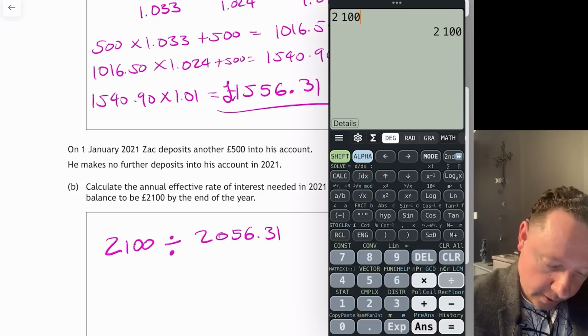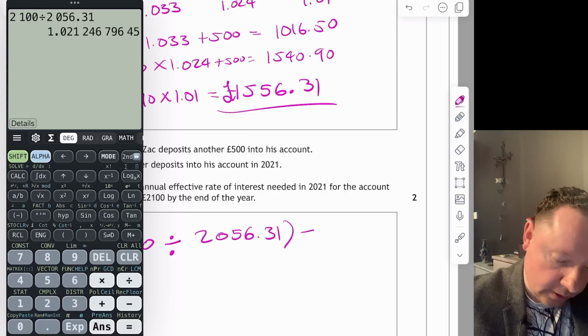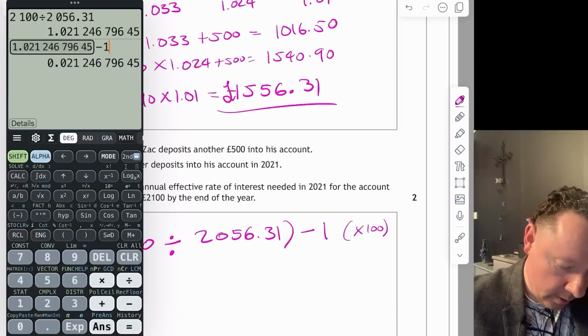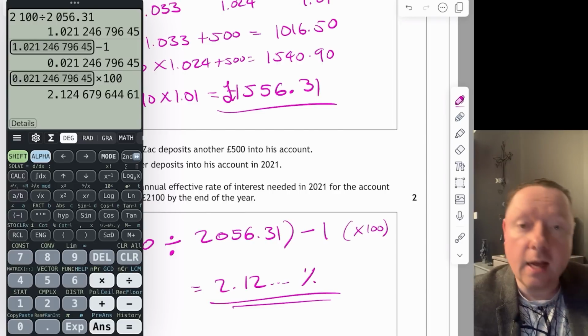2100 divided by 2056.31. That gives me that. So you now should be able to see quite clearly that at the end of that sum I have to take away 1 and then times 100 to change it to a percent. So I'll take away the 1 now, press equals, times 100, press equals, and we get 2.12, a bunch of other numbers, percent, and we're done there.